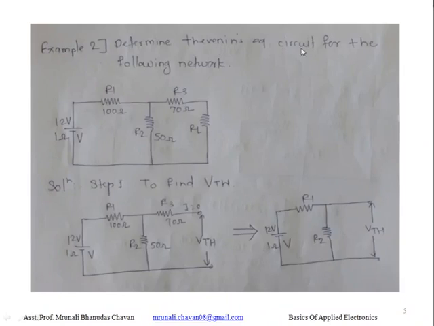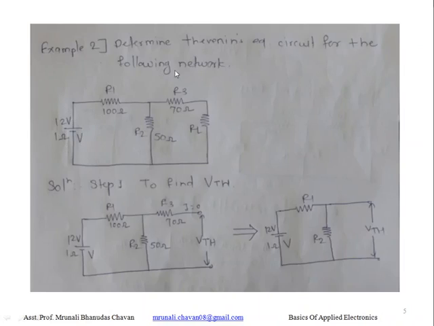Determine the Thevenin's equivalent circuit for the following network. In this network, we saw the previous example. In previous example, the voltage source used was ideal, means the internal resistance was not there. That's why we had put the internal resistance 0. But in this example, here given internal resistance of source is 1 ohm.